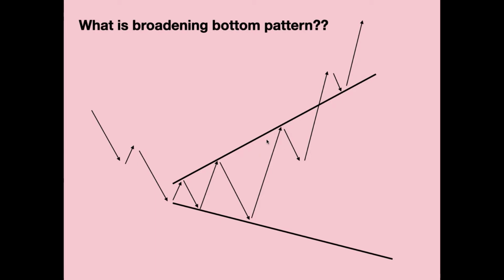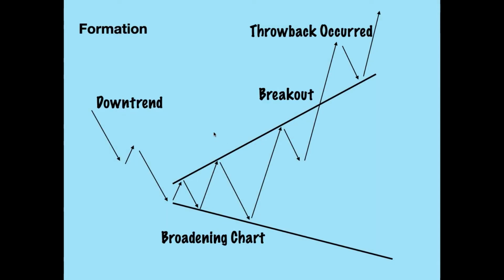Now there are many ways we can trade during this pattern. This is the ideal situation: the stock breaks above the trend line, gives a throwback and then continues its movement. In this image you can easily decipher what I was trying to say. The downtrend, as if the stock is coming down. The broadening chart, the stock is forming a broadening channel. Then it gave a breakout and then a throwback occurred, after which the stock started a new uptrend. This is the basic and most ideal situation you can find in the stock market.